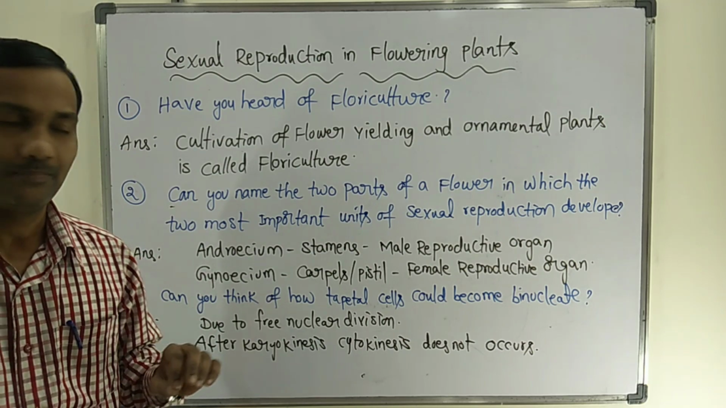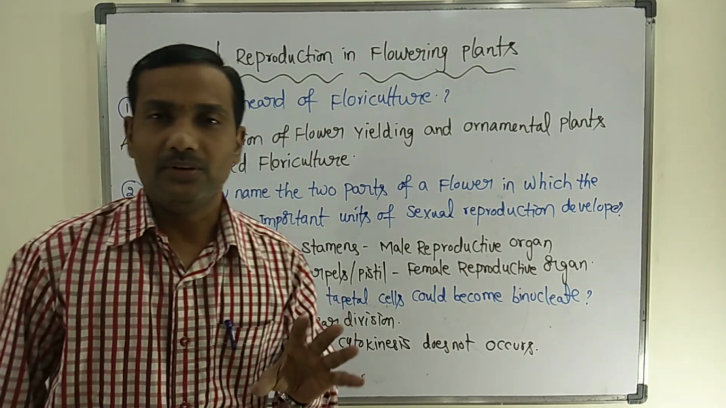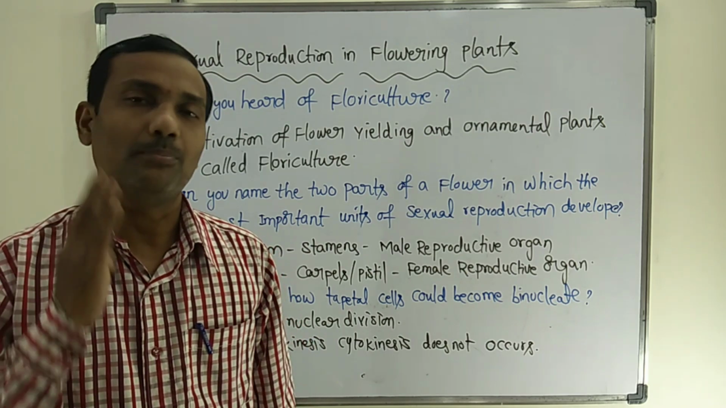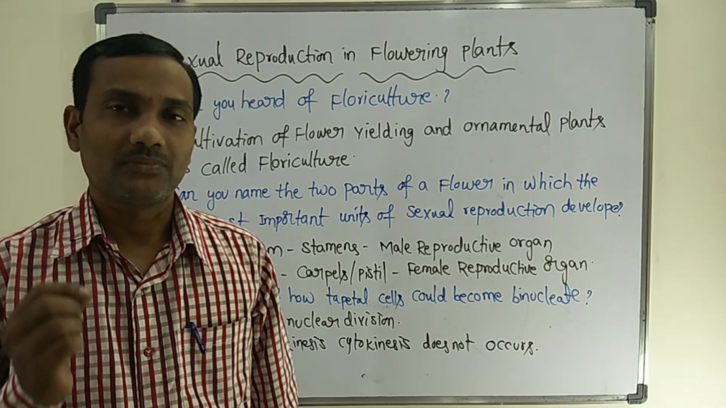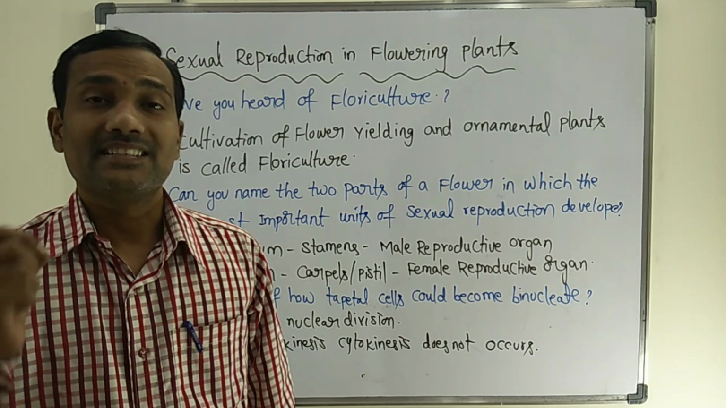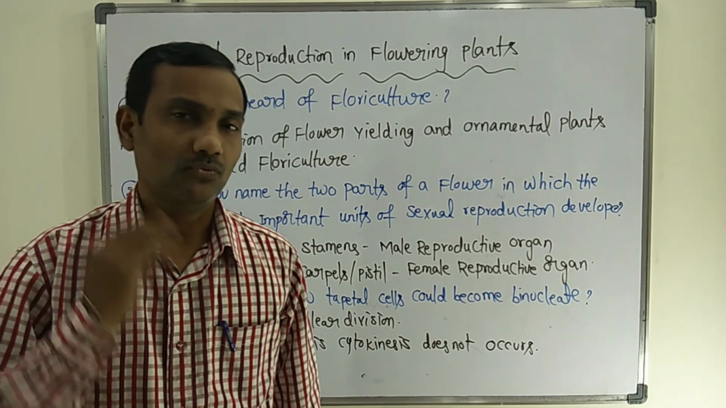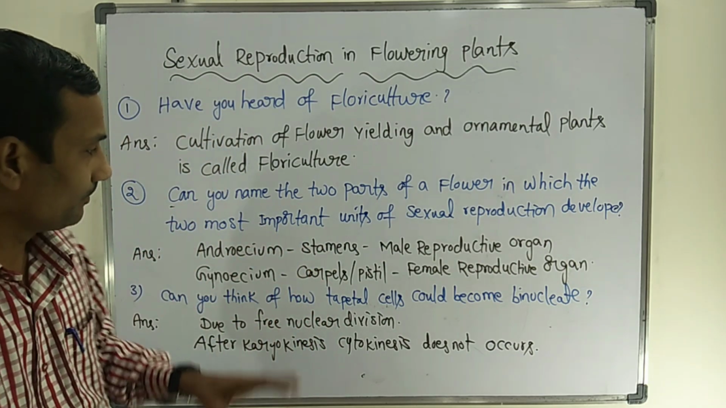Second question, can you name the two parts of a flower in which the two most important units of sexual reproduction develop? A complete flower consists of four important parts or whorls. The first whorl is calyx, the second whorl is known as corolla, the third whorl is known as androecium, and the fourth whorl is known as gynoecium.